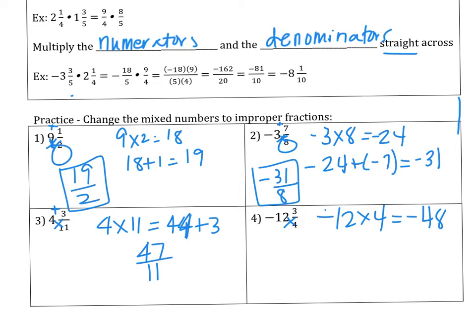And a negative 48 plus a negative 3 is going to be a negative 51 over 4.